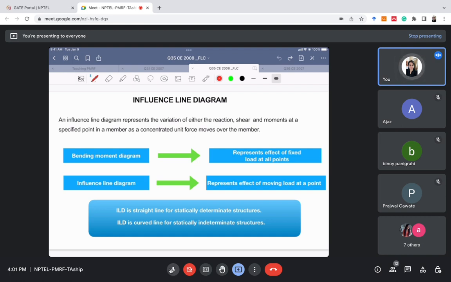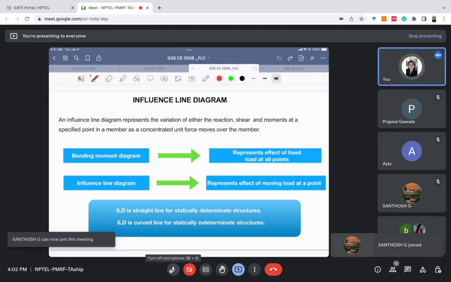So today I'll be covering the topic influence line diagrams. In the last lecture of the last session, I've already covered the influence line diagrams for beams, both determinate as well as indeterminate. So today I'll be covering the influence line diagram for trusses. Those who want to check can check the last lecture's recording available in the NPTEL Gate portal. So today I'll be covering influence line diagrams for trusses.